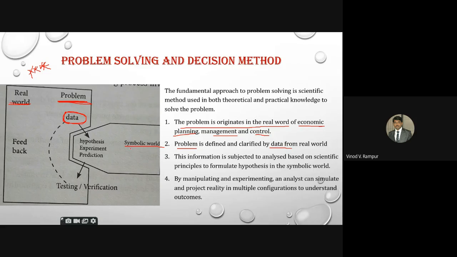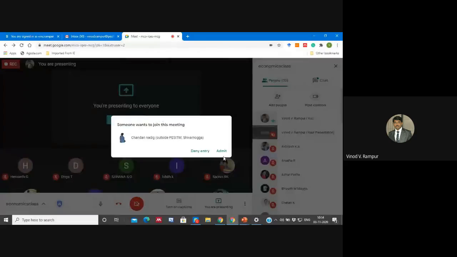Then it moves to the symbolic world. Here we are going to think about experimentation and hypothesis. We have to do the experiments, and finally we have to predict the value, so that the product can be made or the problem can be solved. This information is subject to analysis based on scientific principles to formulate a hypothesis in the symbolic world. Now, after the predictions, you have to test or verify the things.